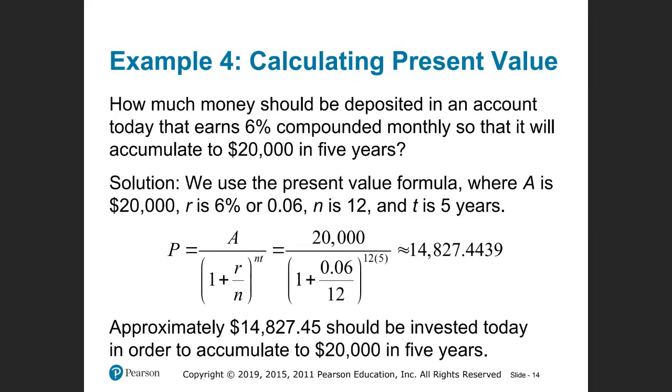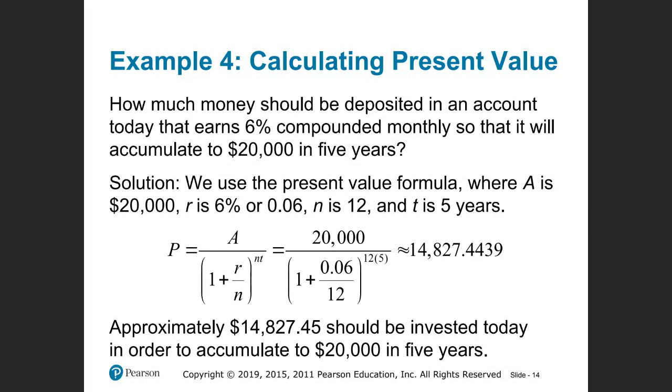And here's an example. How much money should be deposited in an account today that earns 6% compounded monthly so that it will accumulate to $20,000 in 5 years? So your goal is $20,000. We're going to use the present value formula. A is 20,000. That goes in the numerator. R is, once we convert to decimal, 0.06, N is 12, and T is 5.